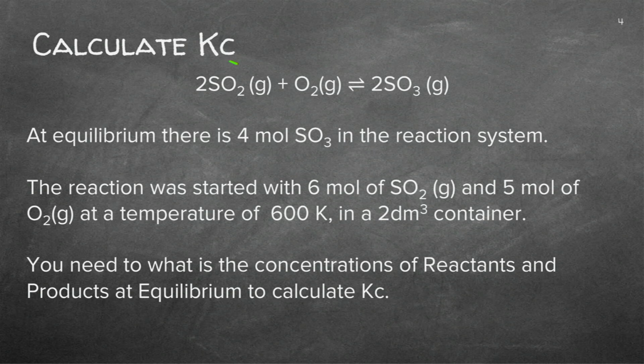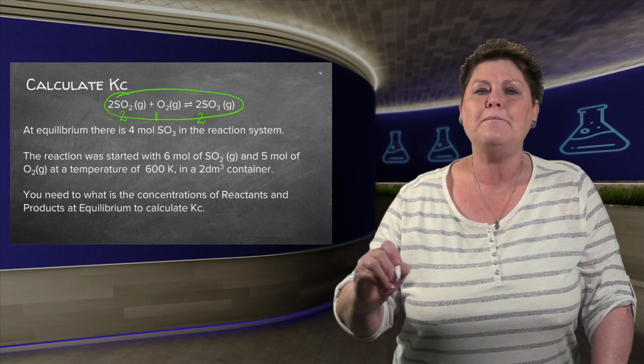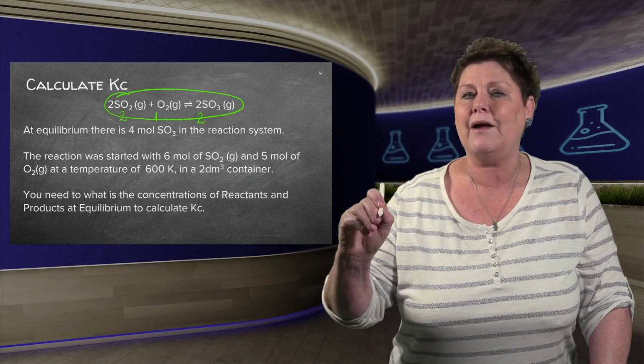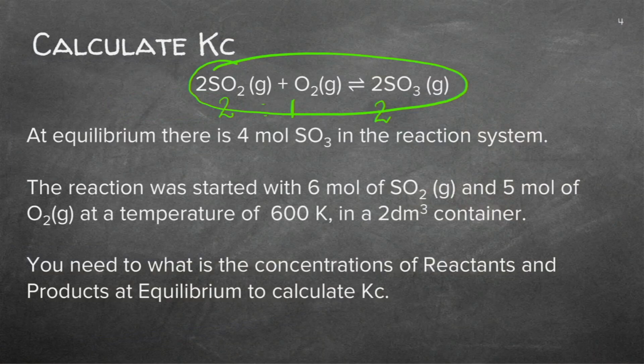They give me the reaction. So this reaction says 2 mole of SO2 with 1 mole of oxygen will form 2 mole of SO3. Now I write that underneath on my exam paper when I read the question. Why is this important? Because you'll see it's a relationship. It's 2 to 1 and 2, and 1 to 2. So you need to know that.